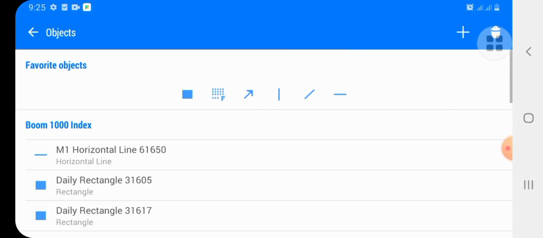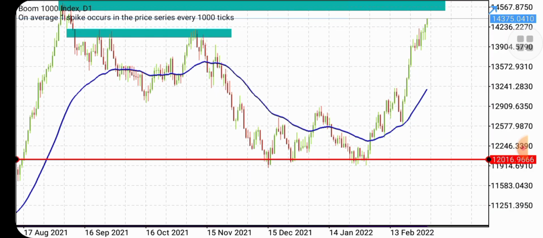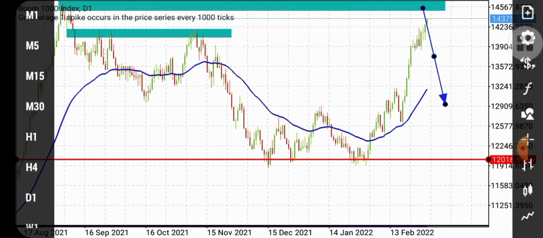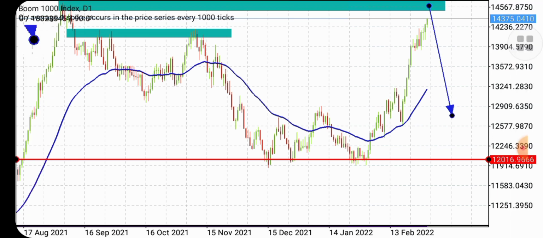So what am I expecting the market to do? I want the market to go up to that level, my interest zone. That is a strong supply. There is a very important supply zone.